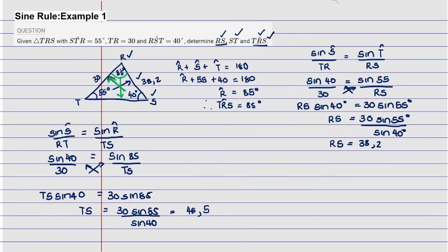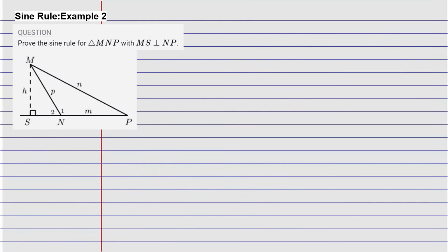Now we're going to do example 2. It says prove the sine rule of M and P, which is this triangle, not the one that is extended. And they gave us the fact that MS is perpendicular to NP. So remember, when we prove the sine rule, H is always the one that's common in between them. So that is what we're going to use here.